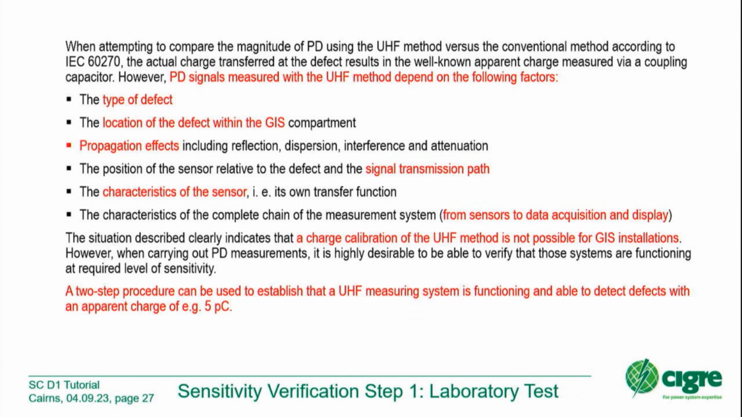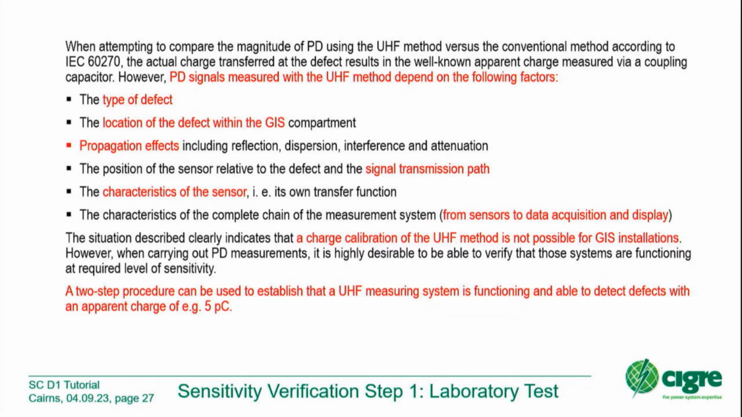Propagation effects need to be considered. Sometimes we have a T branch in the GIS. So then the signal will go to the left and to the right side, and this can also have an influence on the receiving signal.